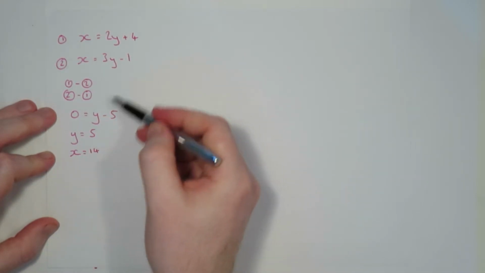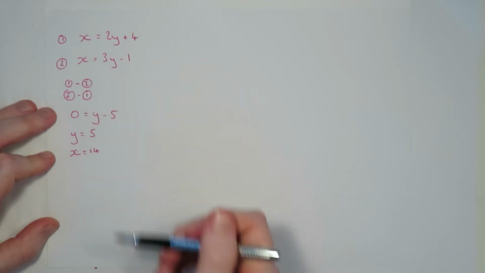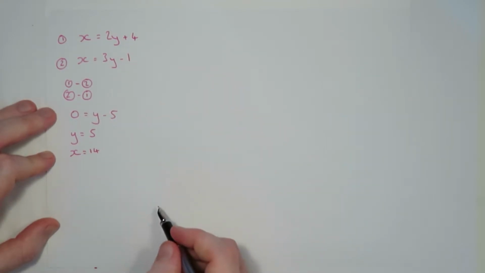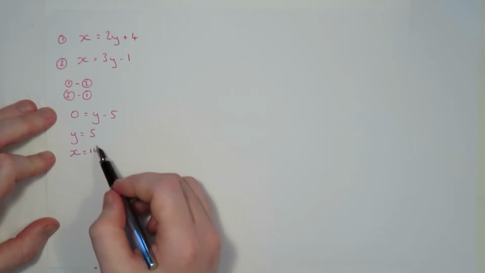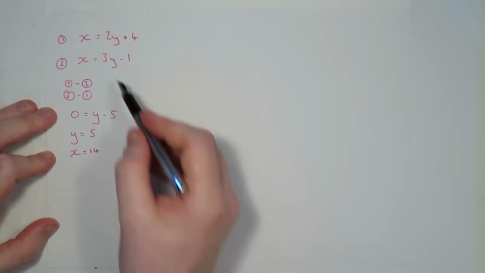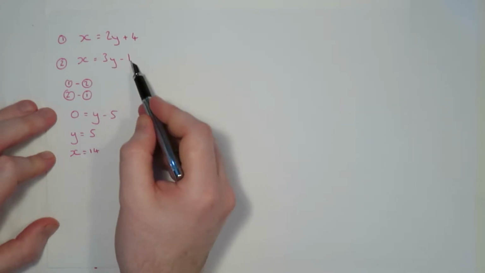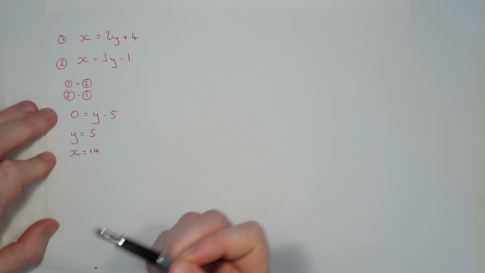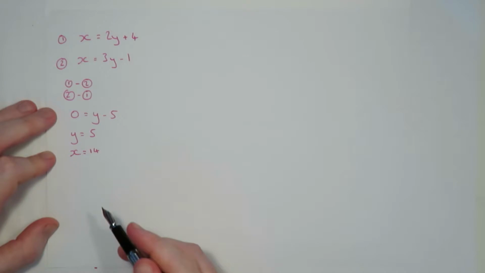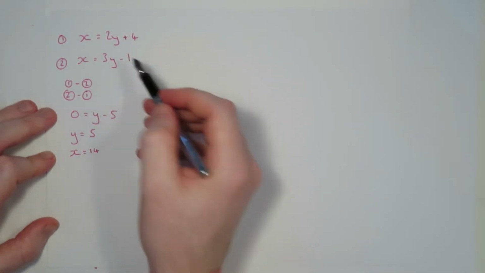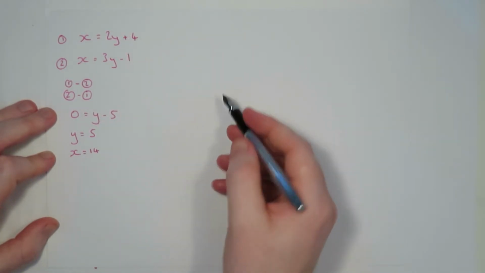And then always substitute these two values into your other equation, just to make sure that these answers agree with each other. So 3 lots of 5 will be 15, minus 1 is 14, that's what we expect. So yeah, that's fine. Maybe here they didn't give you the question looking like that.